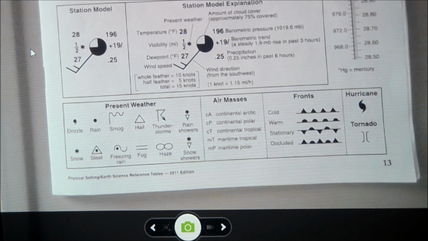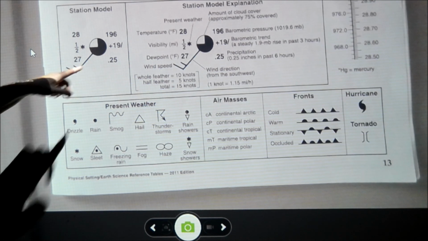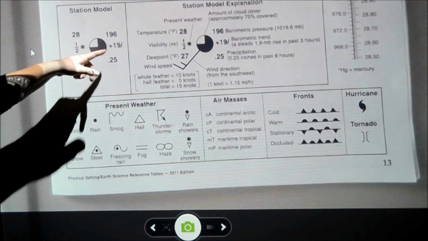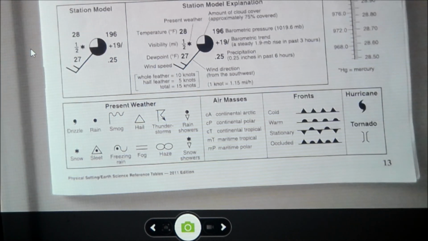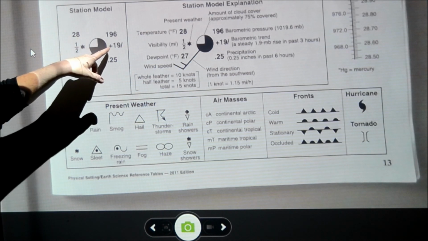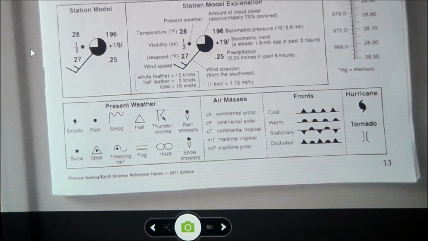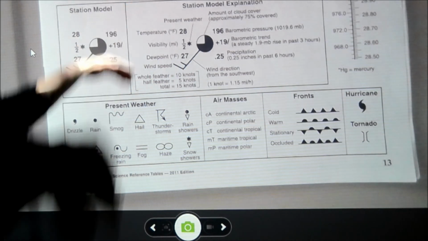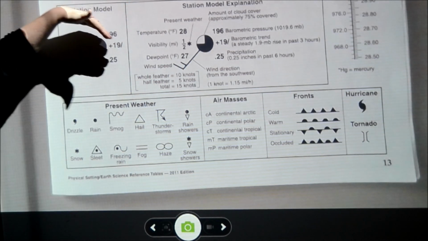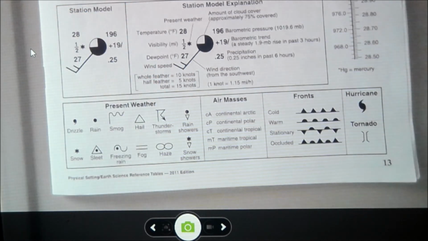So mathematically, could I ask you what the pressure was 3 hours ago? Yes, and all you would do is subtract the 1.9 millibars from 1,019.6 millibars. If this was a negative, that would tell me that the pressure has dropped in the last 3 hours. Just like in math, that's a positive slope. If it had dropped, it would be a negative slope, going down this way.